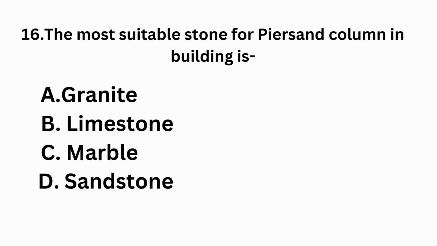The most suitable stone for pier and column in building is A. Granite, B. Limestone, C. Marble, and D. Sandstone. Granite is the most suitable stone for pier and column in the building.